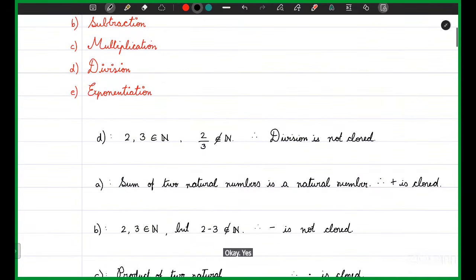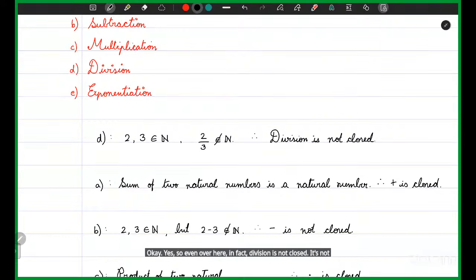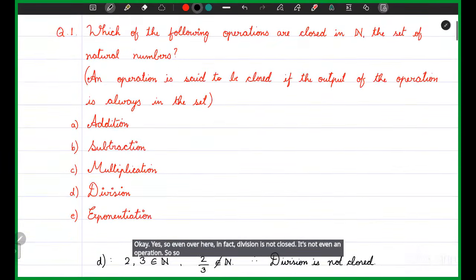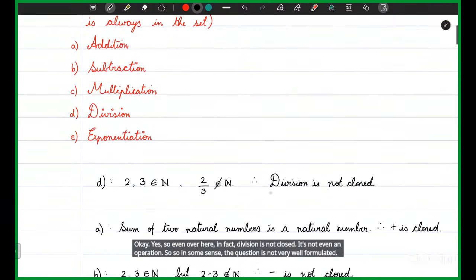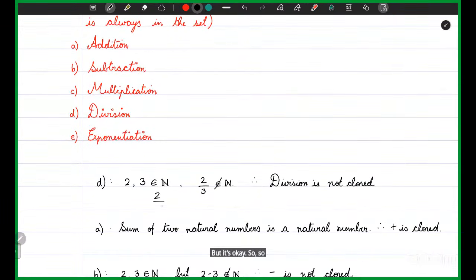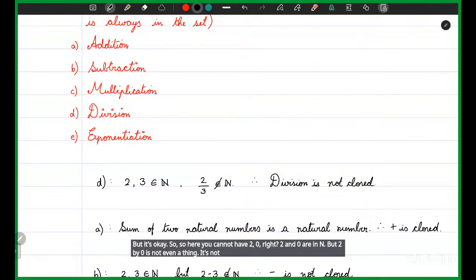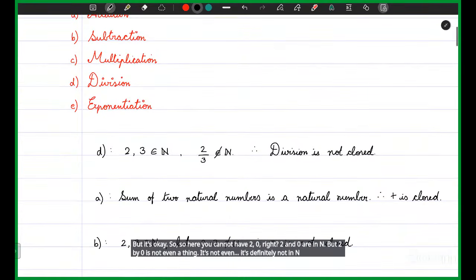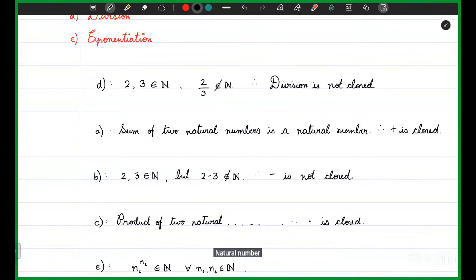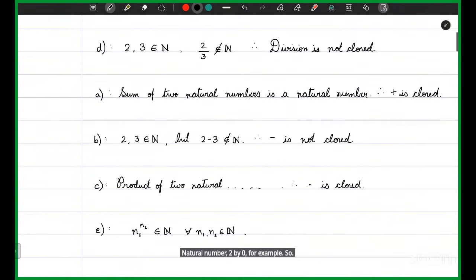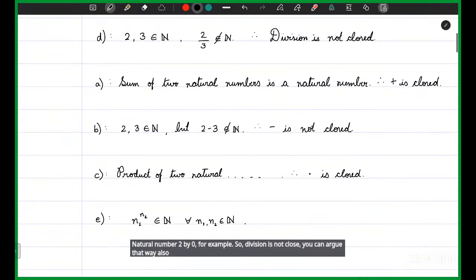Even over here, in fact, division is not closed. It's not even an operation. So in some sense, the question is not very well formulated, but it's okay. Here you cannot have 2 comma 0, right? 2 and 0 are in N, but 2 by 0 is not even a thing. It's definitely not in N. We don't define it as some natural number. So division is not closed. You can argue that way also.